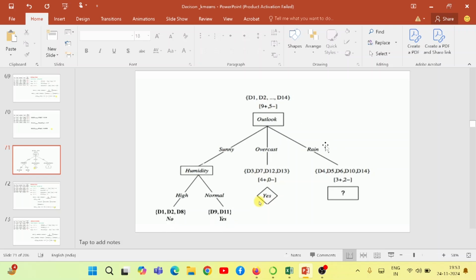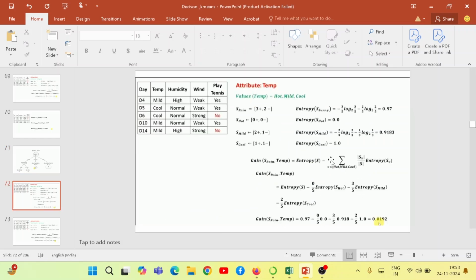Now we have to take a call over here. We have to check which node will come here. Same analysis we have to do. In the case of rain, this many rows are there: D4, D5, D6, D10 and D14. So again we follow the same method and check the information gain corresponding to temperature, humidity and wind, and see in which case we get a higher information gain, and that will be the next node.